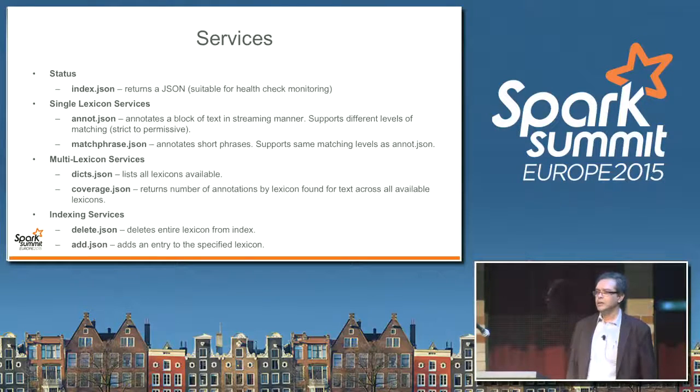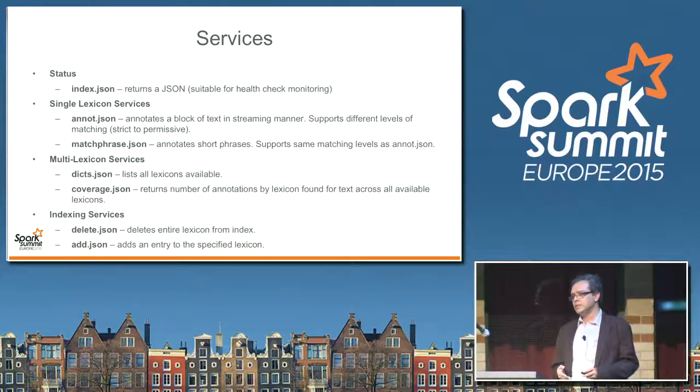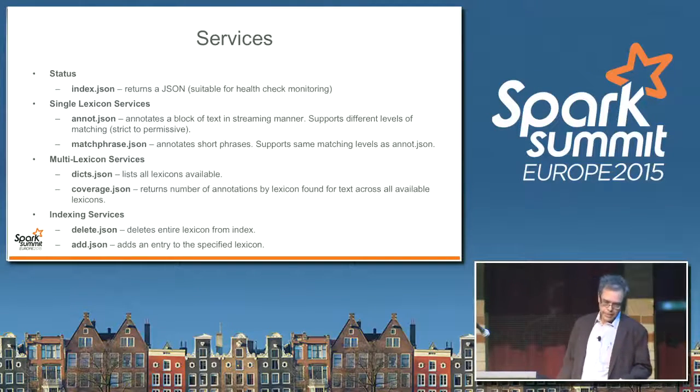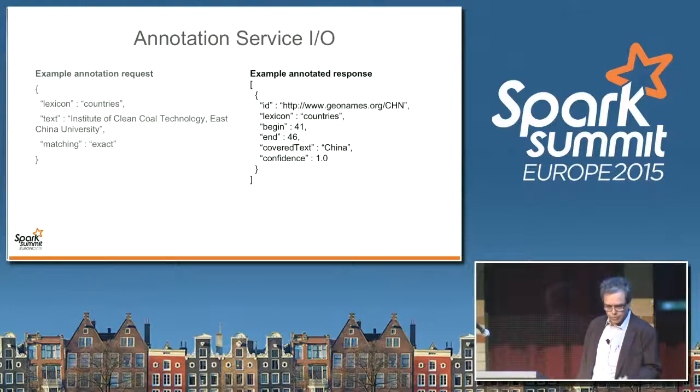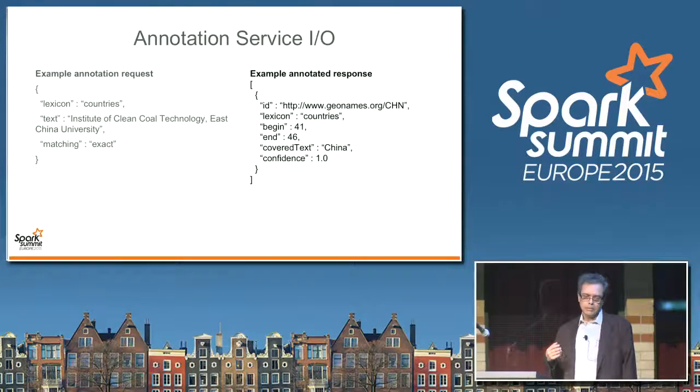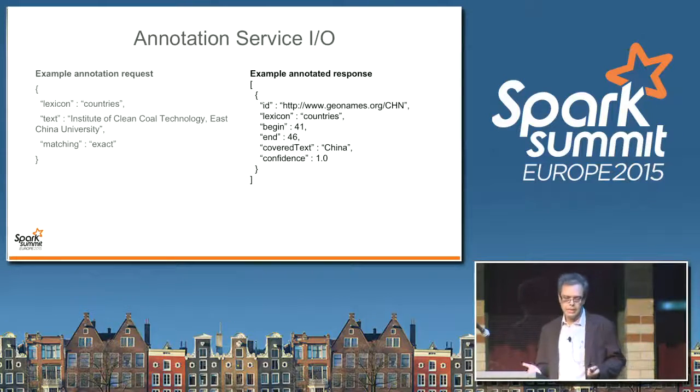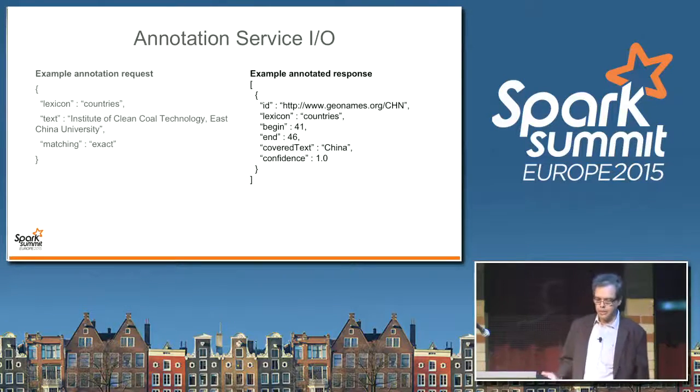The indexing services, delete.json and add.json, were initially backend services. They were not exposed, but because we wanted everything to be self-service, we put them out. Obviously, if you call delete.json, you can knock out the entire dictionary. However, we have a small group who are using it, and they know what they're doing. So if they knock it out, they create it again. With add.json, you add it back, adding entries into the specific lexicon. I'll actually cover the annotation service and the loading part. The other services are ancillary, but these are the most interesting and useful ones, I think.